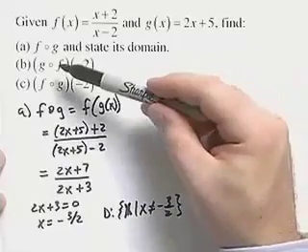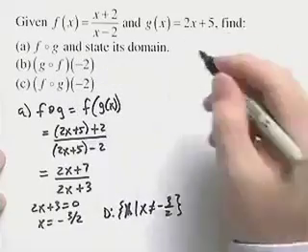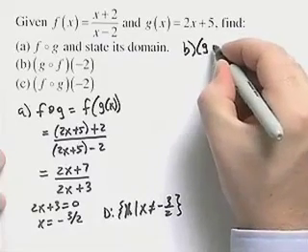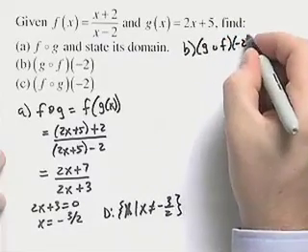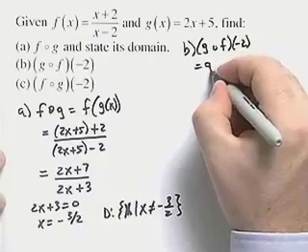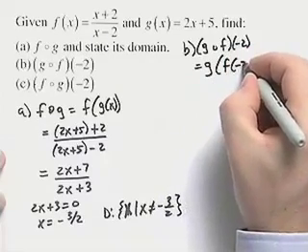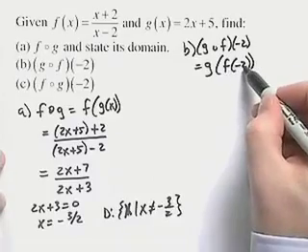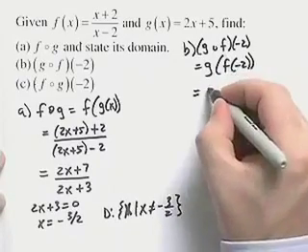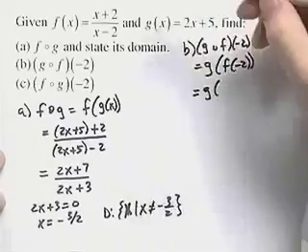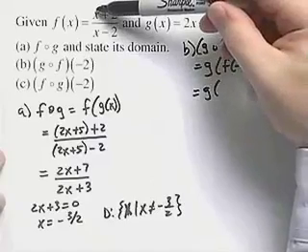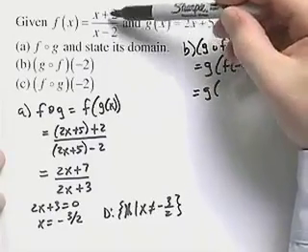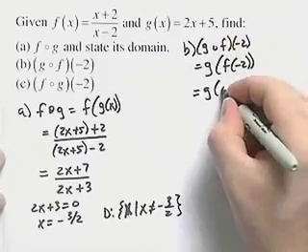For part B, we want to evaluate g of f of negative 2. This is equivalent to finding g of (f of negative 2). So we really need to first find the value of the function f when x is negative 2. If we come up to our function f and put in negative 2, negative 2 plus 2, that's 0. Negative 2 minus 2 is negative 4, and 0 over negative 4 is 0.